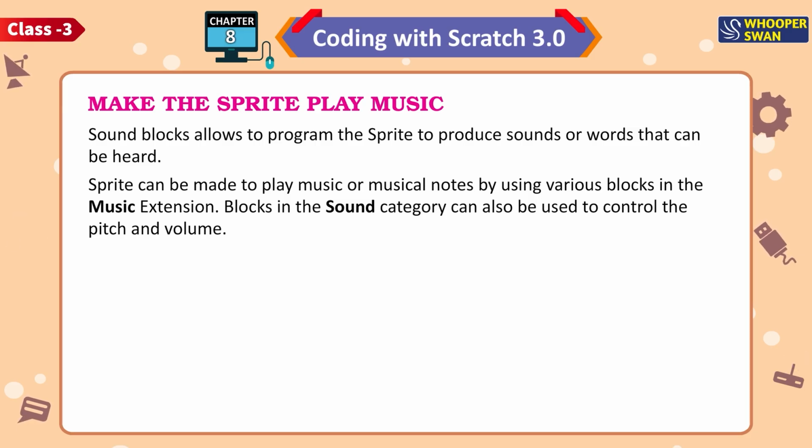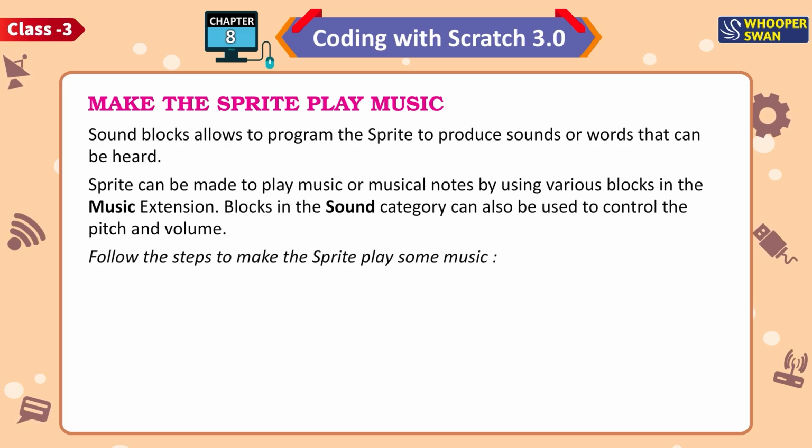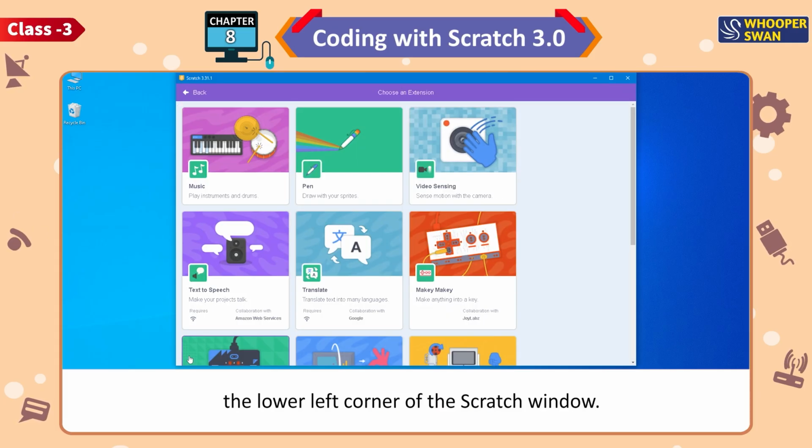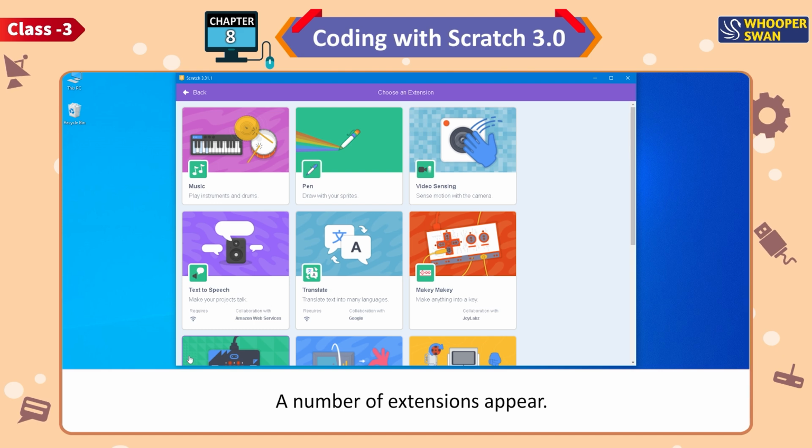Blocks in the Sound category can also be used to control the pitch and volume. Follow the steps to make the sprite play some music. Step 1. Click on the Add Extension option in the lower left corner of the Scratch window. A number of extensions appear.